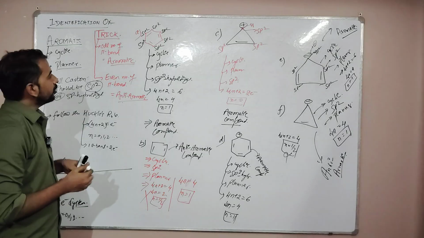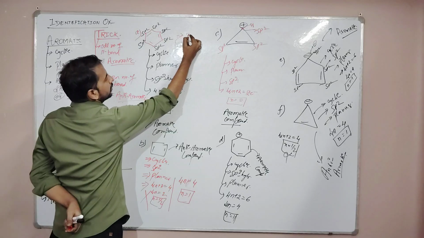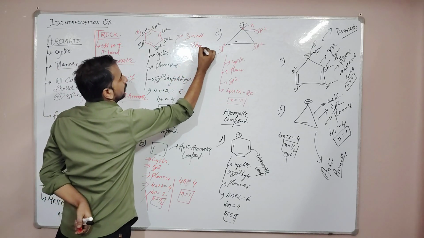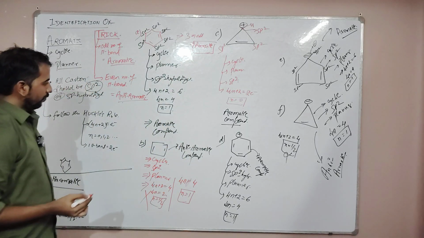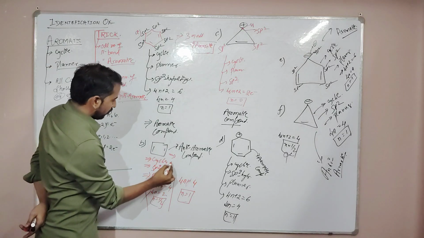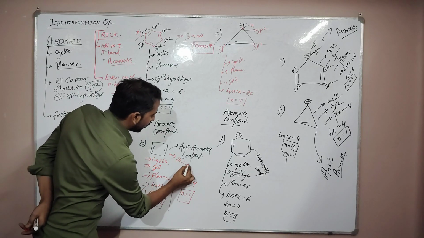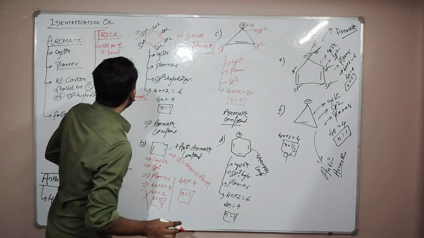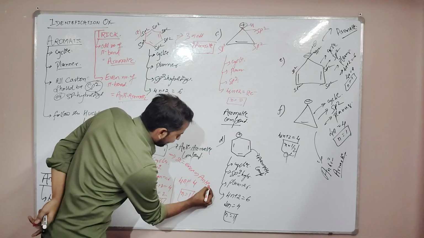Now we can cross-check our answer. Just tell me, 1, 2, 3. Here, how many pi bonds? 3. Odd means it will be aromatic. Now see this one. How many pi bonds? Two. Two means even. Even means anti-aromatic. Always remember, you have to apply this trick only on cyclic compounds.